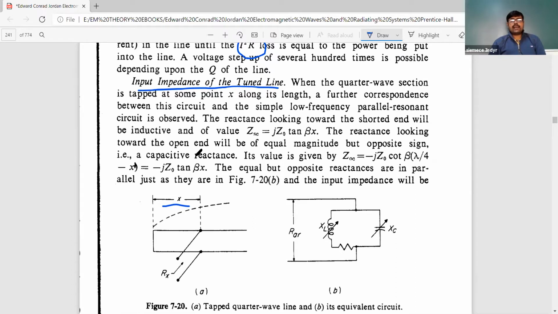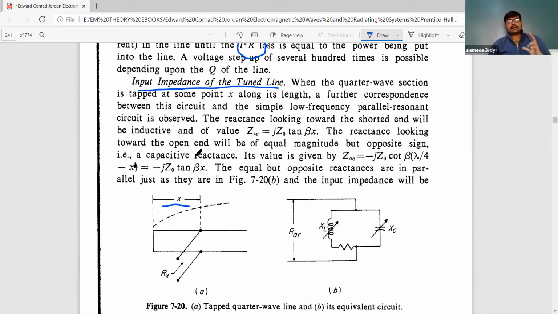So when the quarter wave section is tapped at some point x along its length, a further correspondence between this circuit and the simple low frequency parallel resonance circuit is observed. The reactance looking toward a shorted end will be inductive, and the value of ZSC equals jZ naught tan beta x. The reactance looking toward the open end will be of equal magnitude but the opposite sign. That is a capacitive reactance.